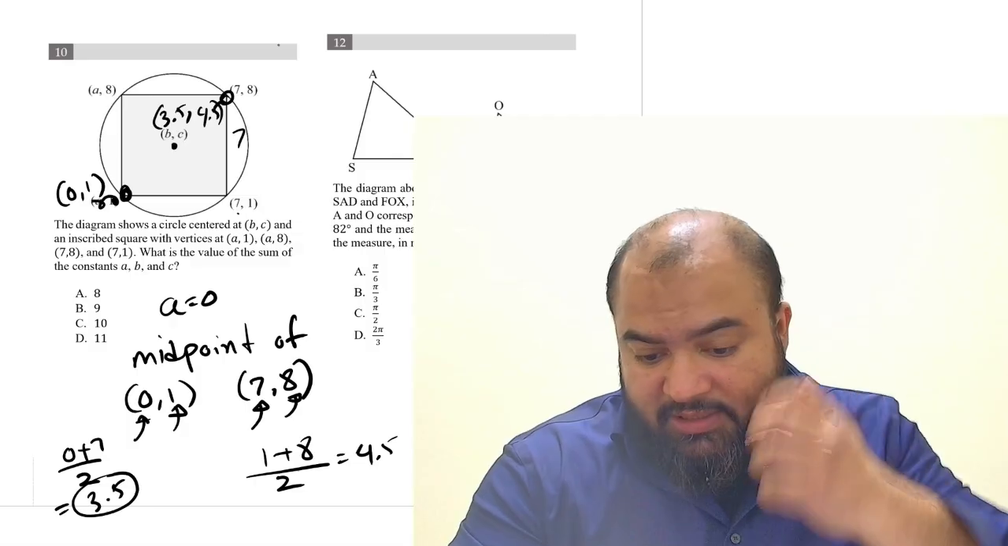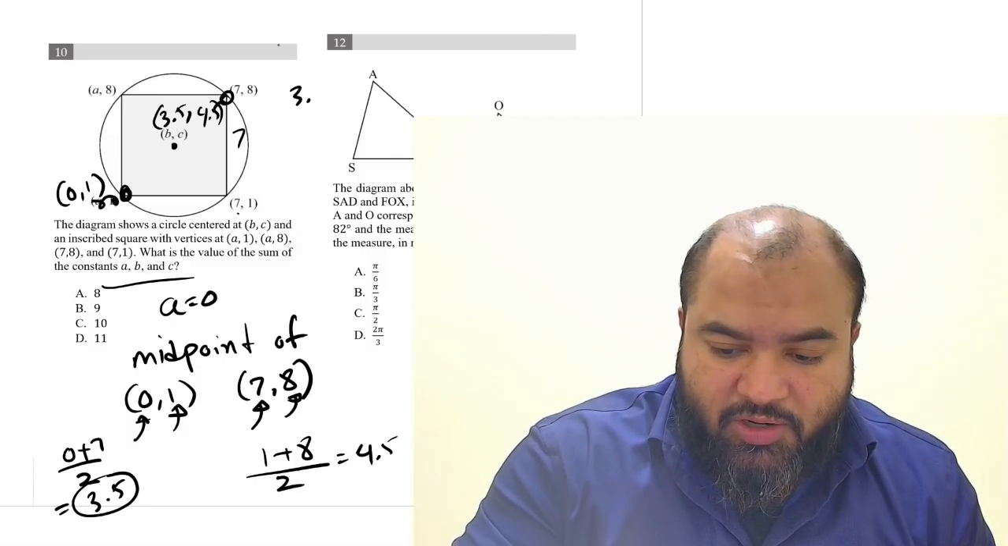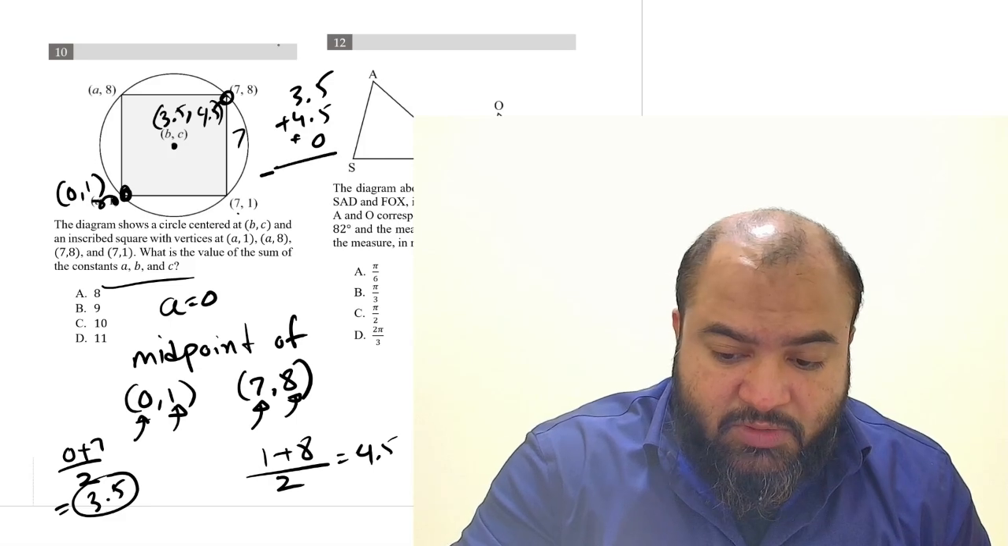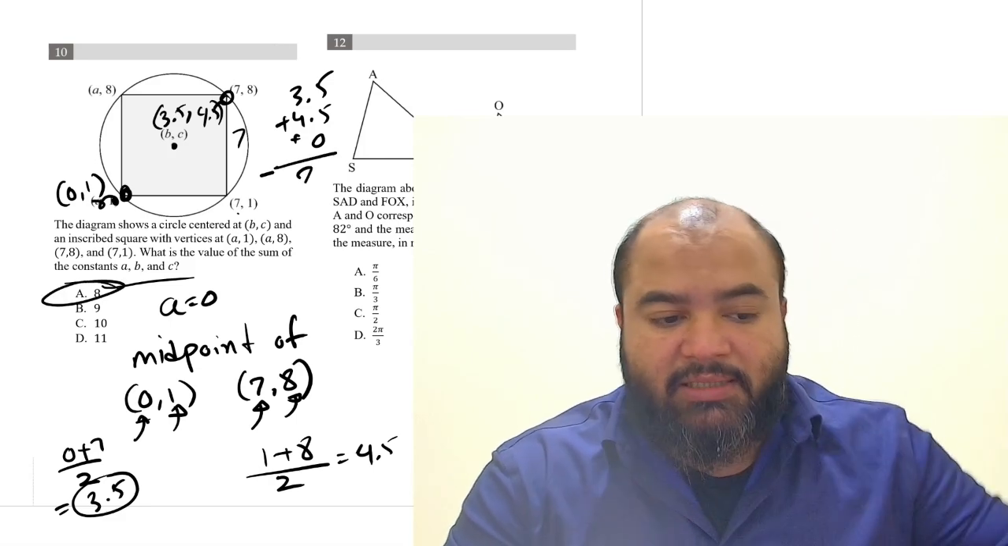Now we know, they ask what is the sum of all of it. So 3.5 plus 4.5 plus a, which was 0. That's 8. 8 is the answer.